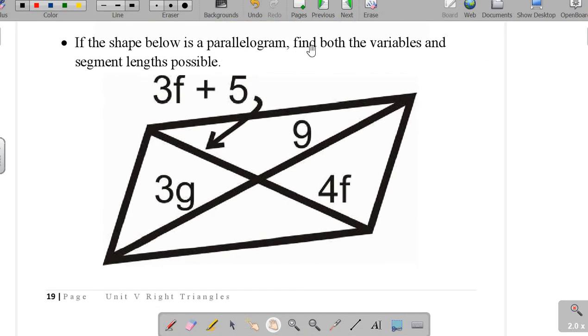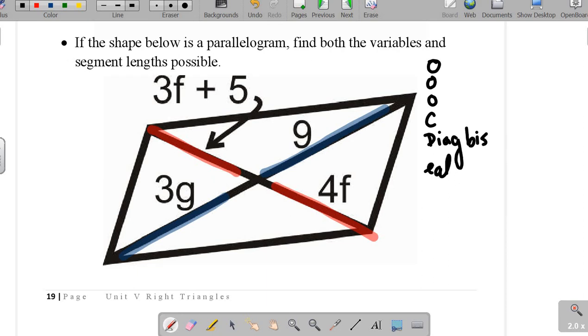It says the shape below is a parallelogram, find both variables and segment lengths. So we're trying to find segment lengths and variables. And what are we working with here? We're working with the diagonals. And in a parallelogram, the diagonals bisect each other. Therefore, this is a midpoint going this way. This is a midpoint going that way. That is what enables us to solve.